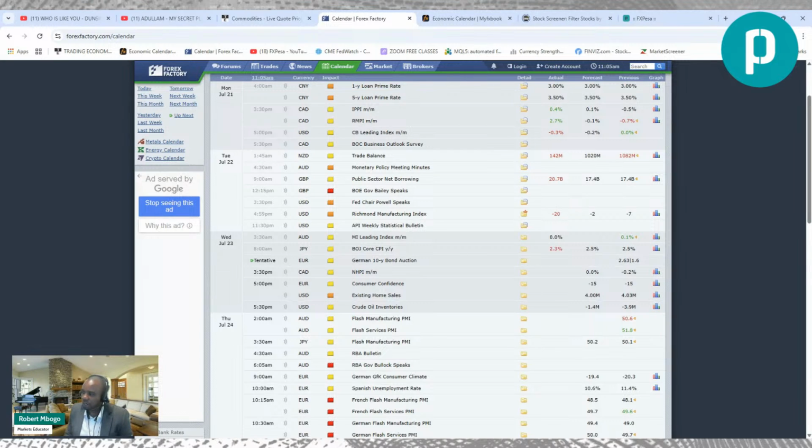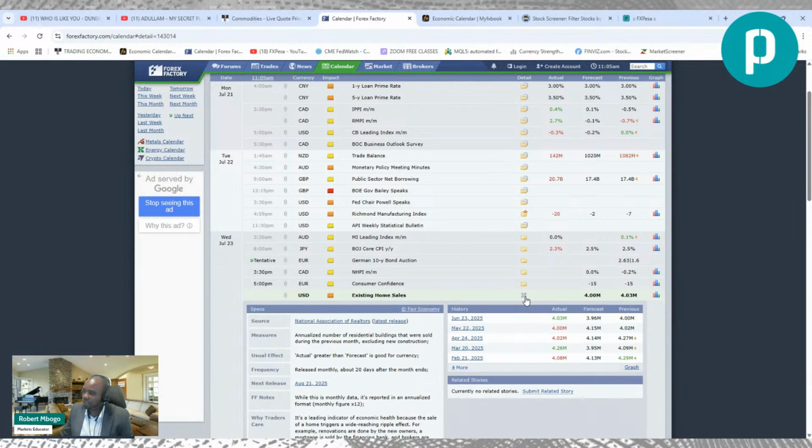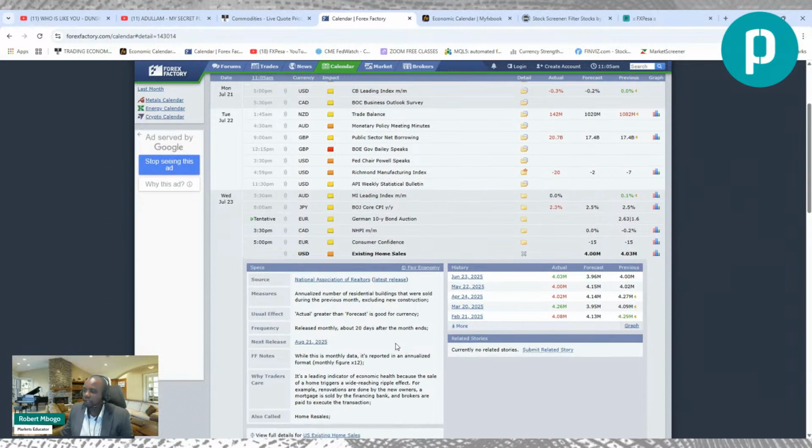In our case, we have a not-so-highly volatile news, existing home sales, at 5 p.m. Why is this information important? It shows how healthy the economy is. Remember, you cannot buy a home without money, right? So if there's a decrease in the number of houses sold, that tells you the purchasing power is not as expected, right? So people are not able to afford houses.